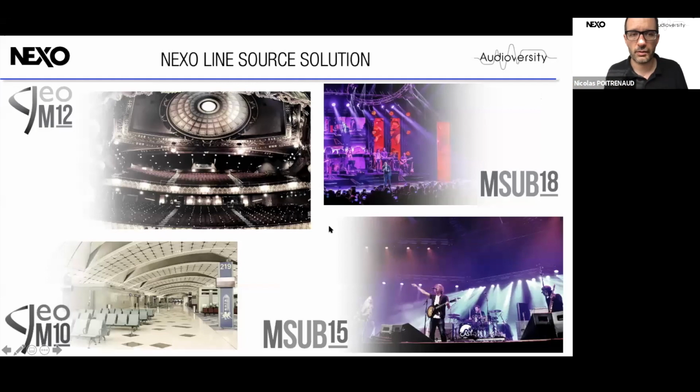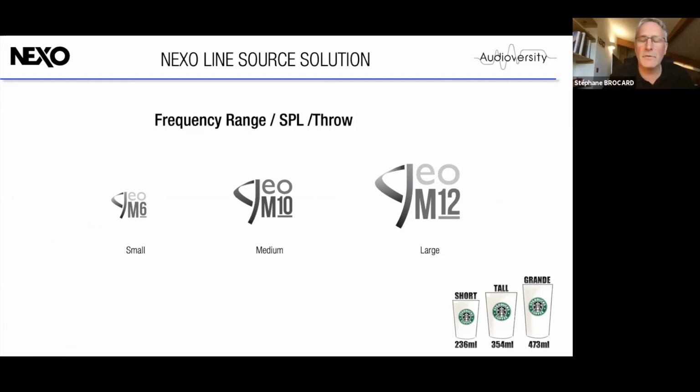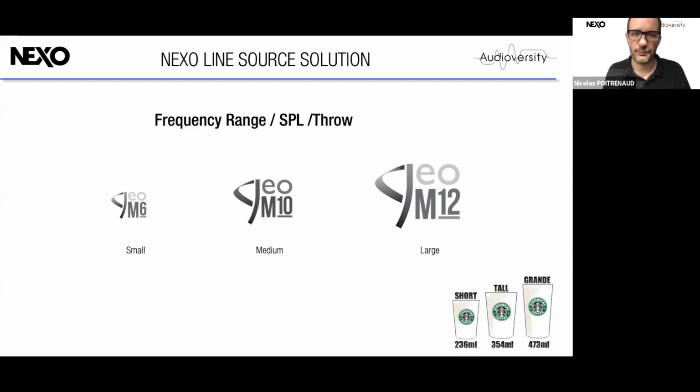So just to summarize, M6, M10, and M12 are very much similar. It's like going to a Starbucks and ordering coffees: you have the small, the medium, and the large versions. What you get by expanding from small to large is just an extended frequency range. So you have a bigger range, a bigger SPL, and a bigger throw, because the cabinet is also bigger. The weight is also different, for sure.